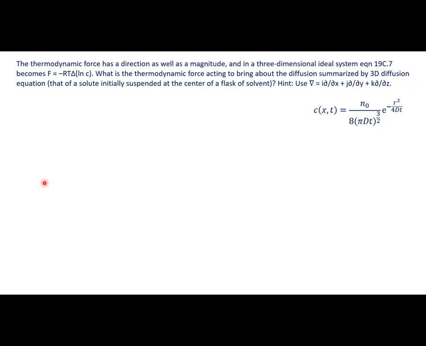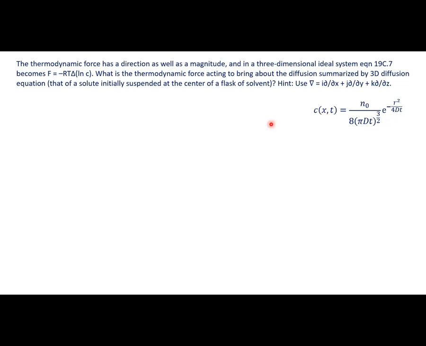Next question. The thermodynamic force has a direction as well as a magnitude. And in a three-dimensional ideal system, as we determined from one of the equations from the text, the force becomes negative RT times the gradient del of ln C, where del is given here. What is the thermodynamic force acting to bring about the diffusion summarized by the 3D diffusion equation? That of a solute initially suspended at the center of a flask of a solvent.